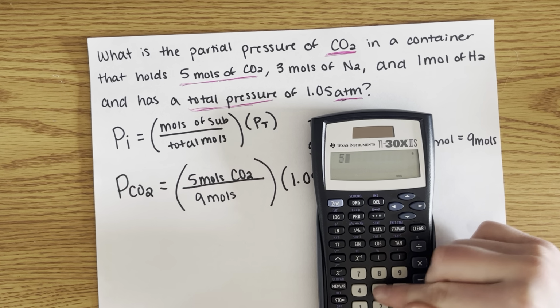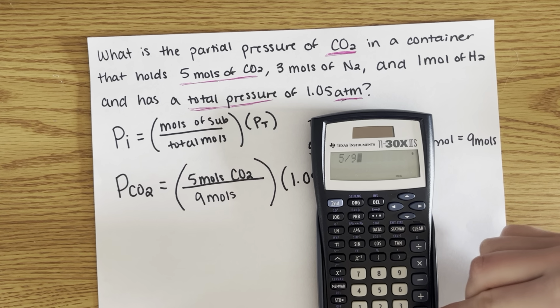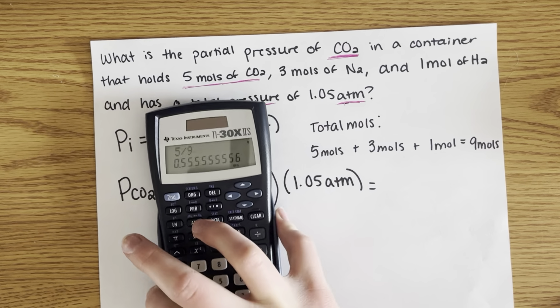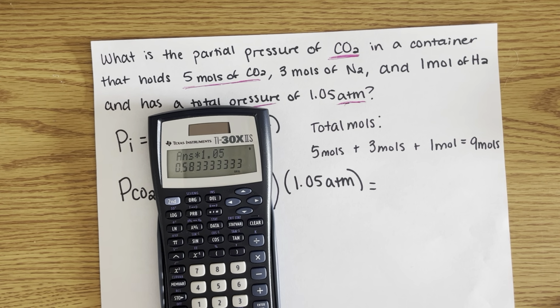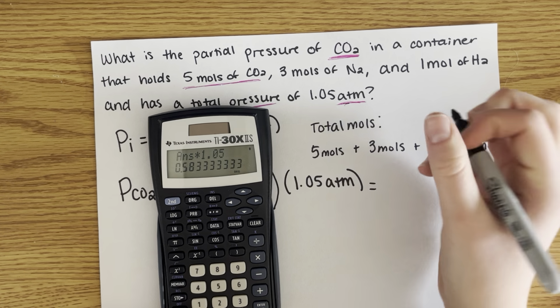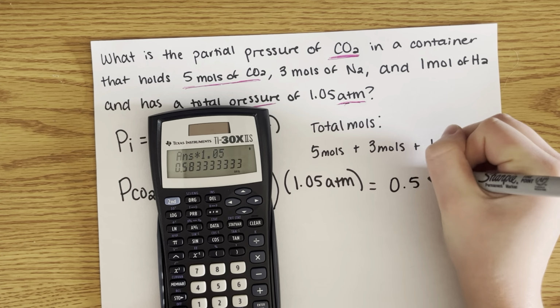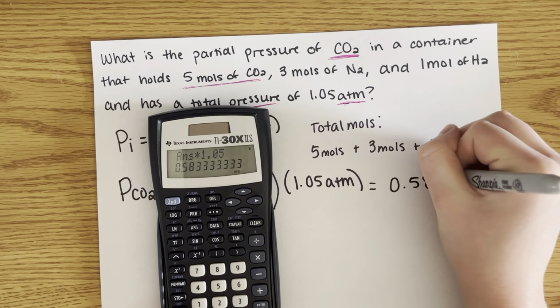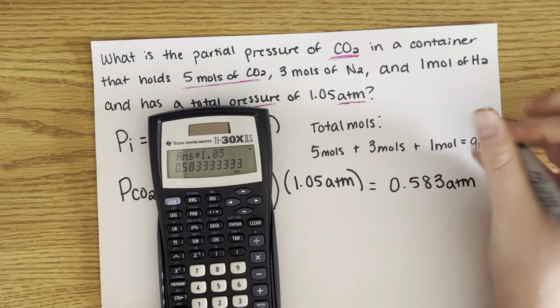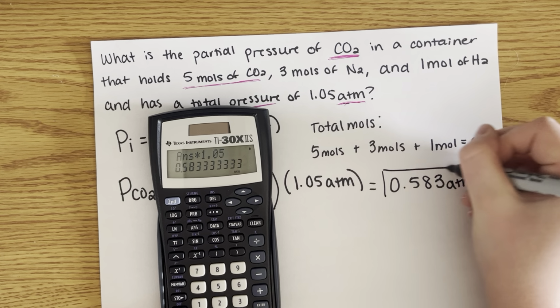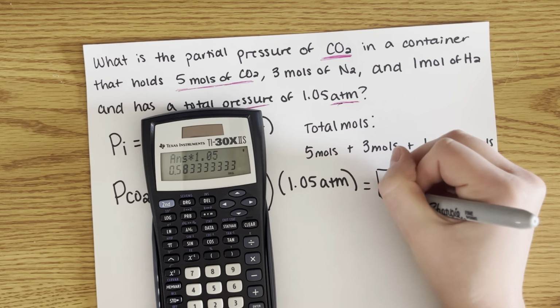Then all you do is get your calculator and calculate it out. So we'll do the 5 divided by 9 and then times it by 1.05. And that gets us 0.583, and then unit atm, and that would be your partial pressure for CO2.